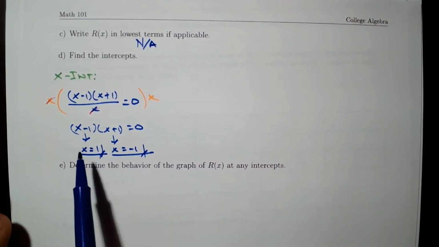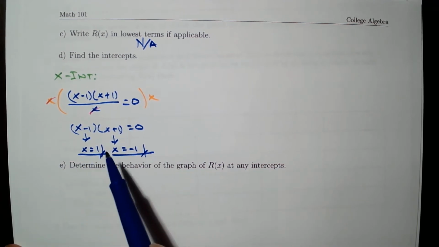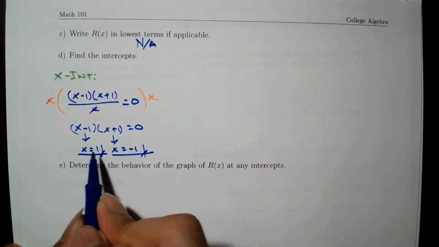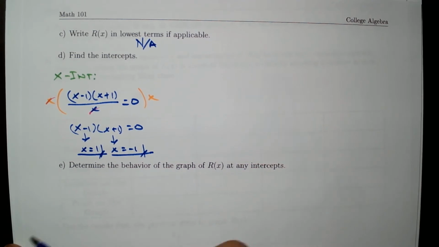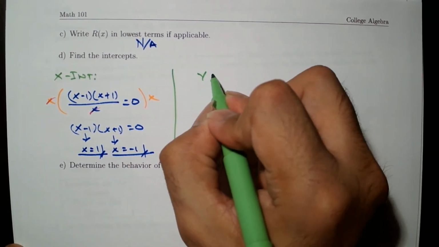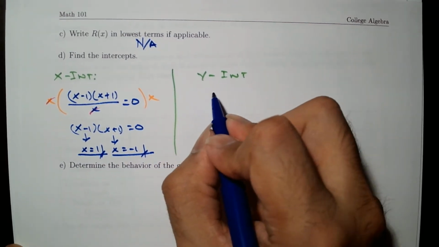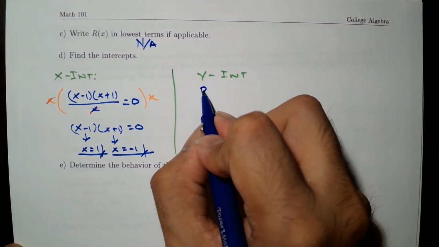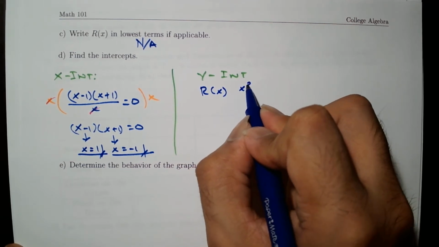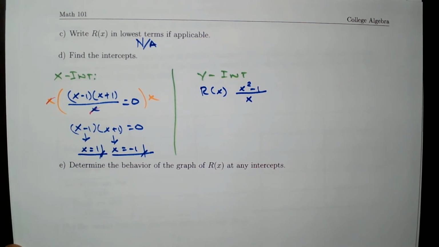Again, the intercepts should be expressed as ordered pairs. However, our textbook and the homework system write intercepts as values only, not ordered pairs. All right. Now let's find the y-intercept. Let me write down the function again. I'm going to go with the original function. Why not? Either way is fine. x squared minus 1 divided by x, which is our original function.